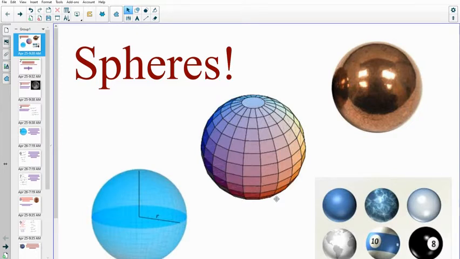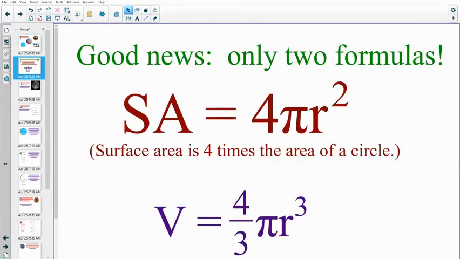A sphere, of course, looks like a ball. You've seen spheres all over the place. We're going to look at basketballs and bowling balls and all kinds of stuff today. And here's the good news. Save the best for last. We only have two formulas.